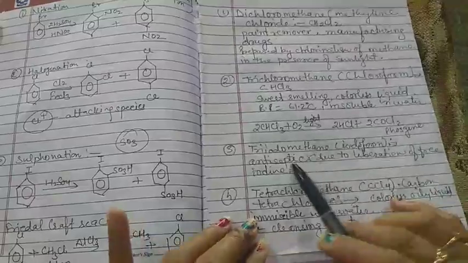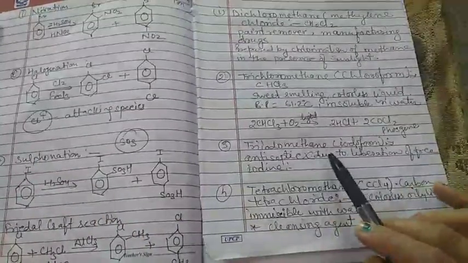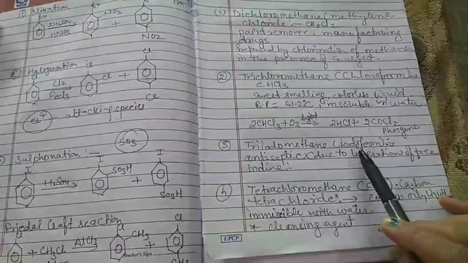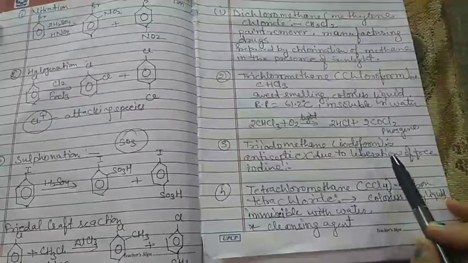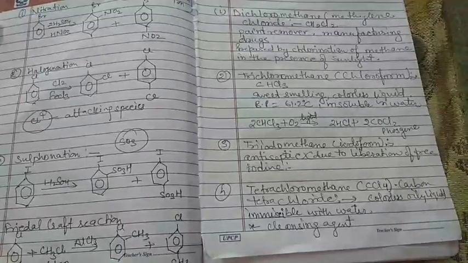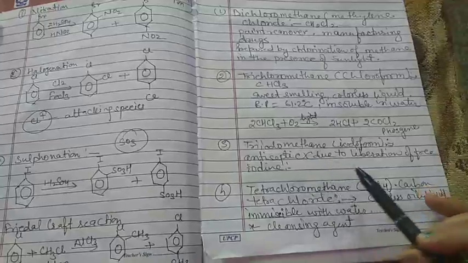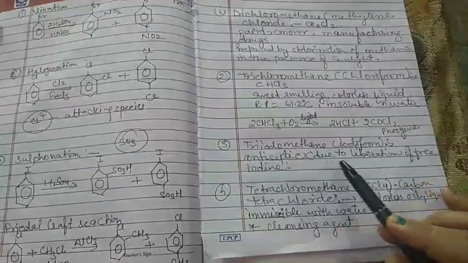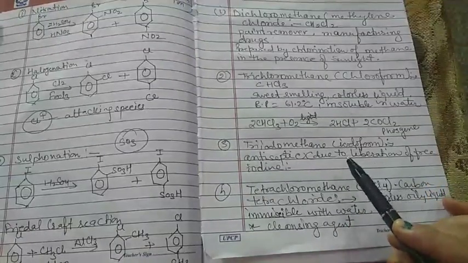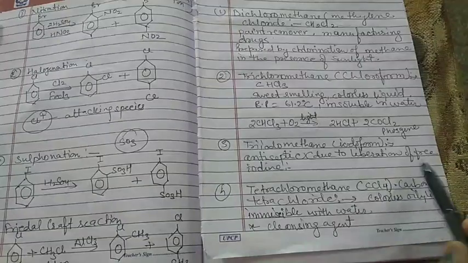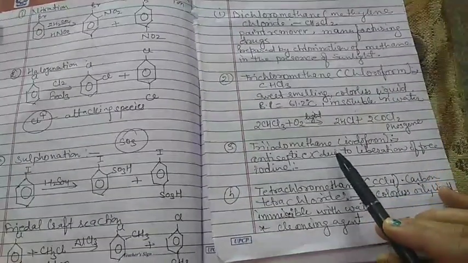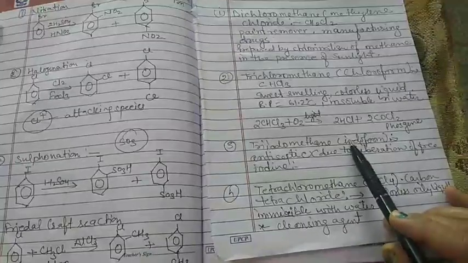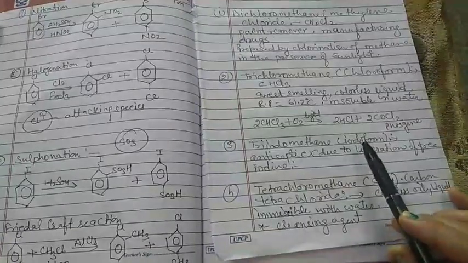Now the next one is triiodomethane, also known as iodoform. This is iodoform and the formula is CHI3. It is used as an antiseptic because when it dissolves it liberates iodine. That's why it is used as an antiseptic. It is a yellow crystalline solid with a characteristic unpleasant smell.